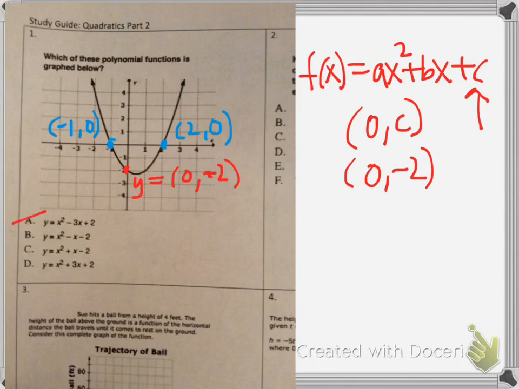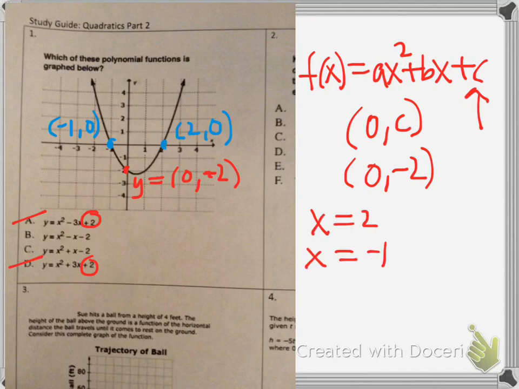So a and d are gone because the back numbers are +2, and if you look at b and c, the back numbers are -2. So from here, to decide whether it's B or C, I'm going to look at the x-intercepts. So again, the x-intercepts are at 2 and then at -1.